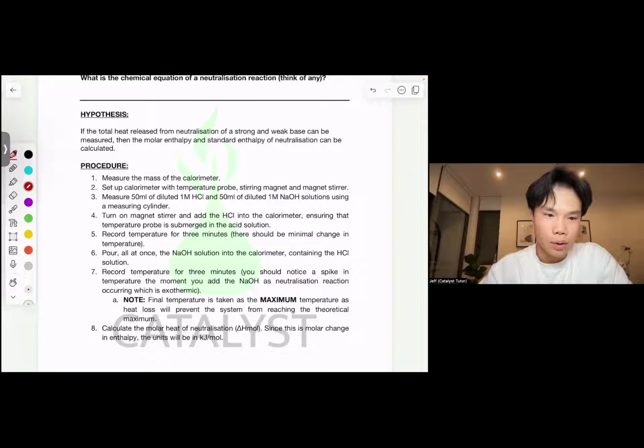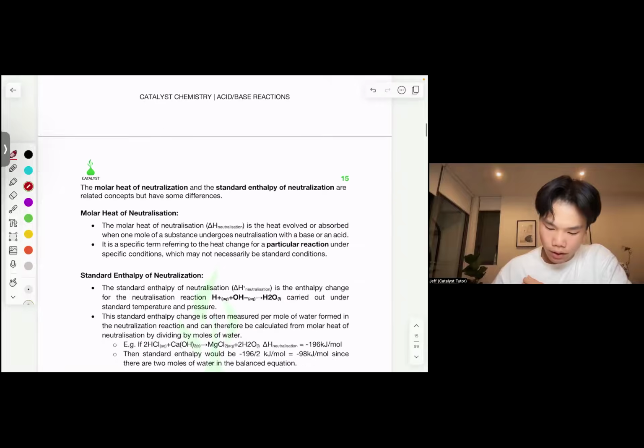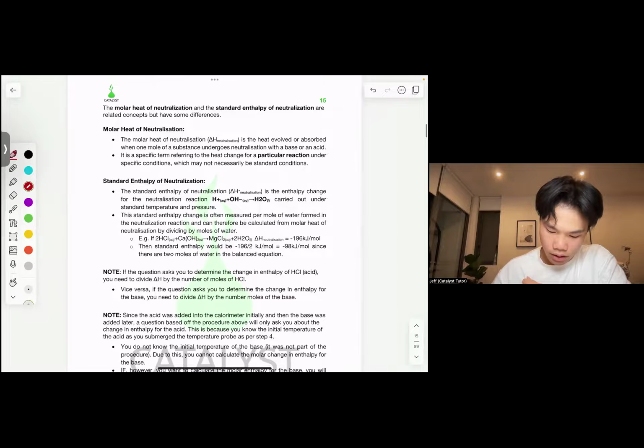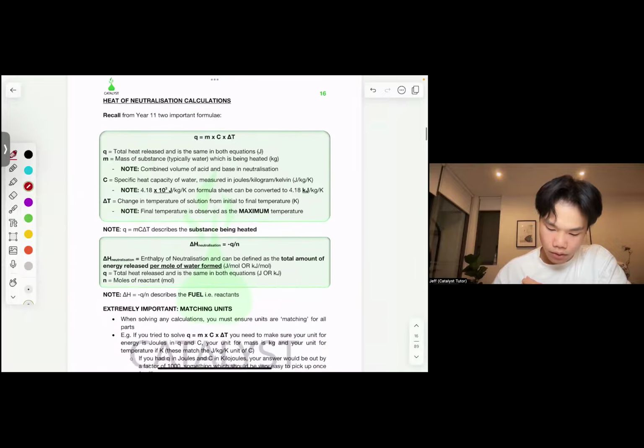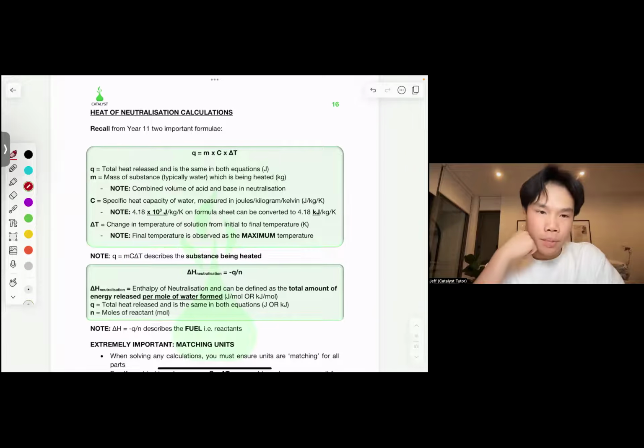Good. Q equals mc delta T, and delta H is negative Q on n. So we need those two particular equations as follows. Q equals mc delta T.